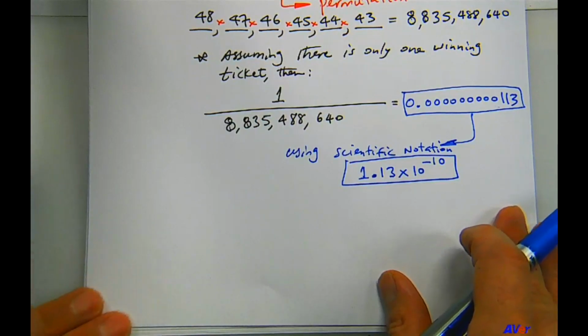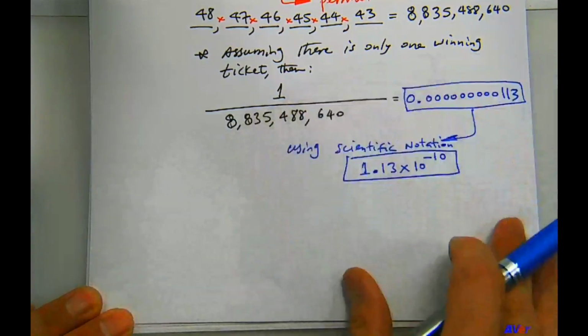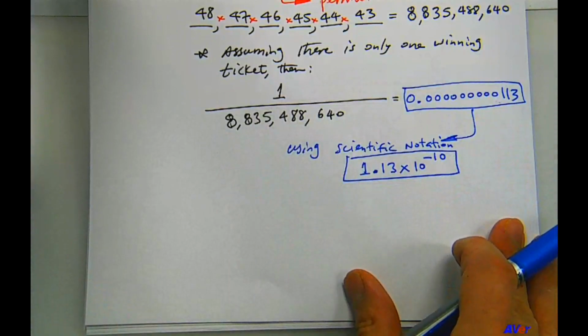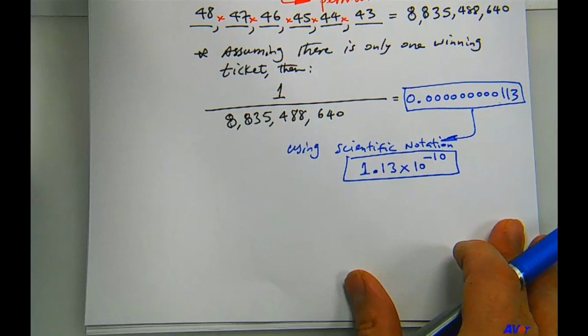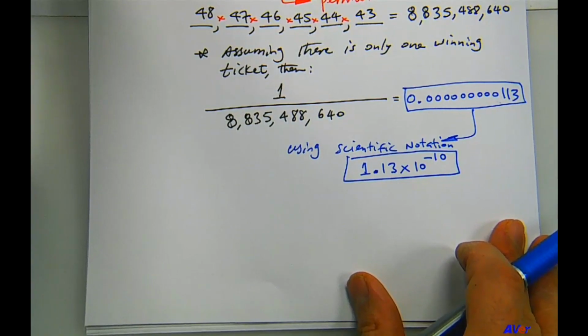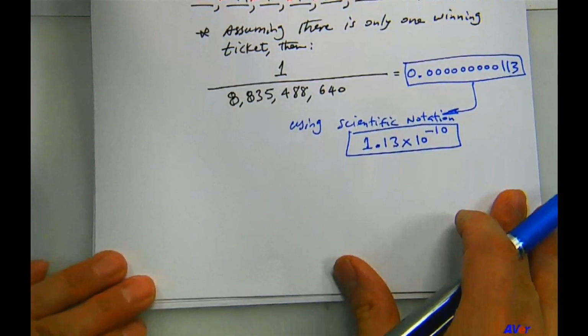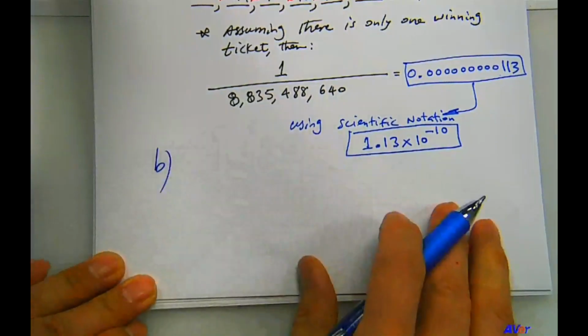Okay, so now let's calculate the same number, but if the order of numbers on the ticket does not matter. So as long as the participant gets the same numbers in any order, he or she will win. That would be part B.